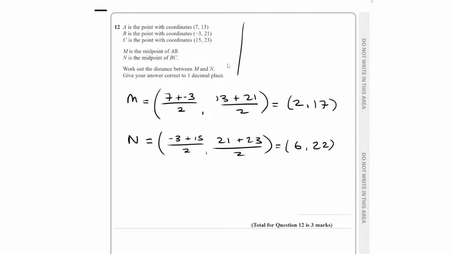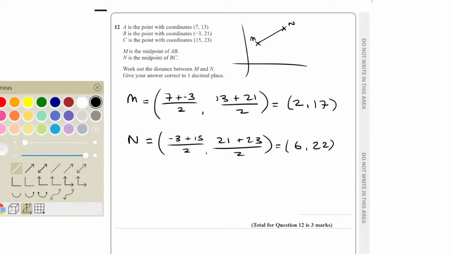Again, this bit, if you want to ever visualize something, then feel free to sketch it. So that's 2, 17, so let's say that's about here. M, and then N is 6 along, so a bit further along and a bit further up. So we want to work out this distance here, which is a diagonal, but it's effectively a hypotenuse, isn't it?